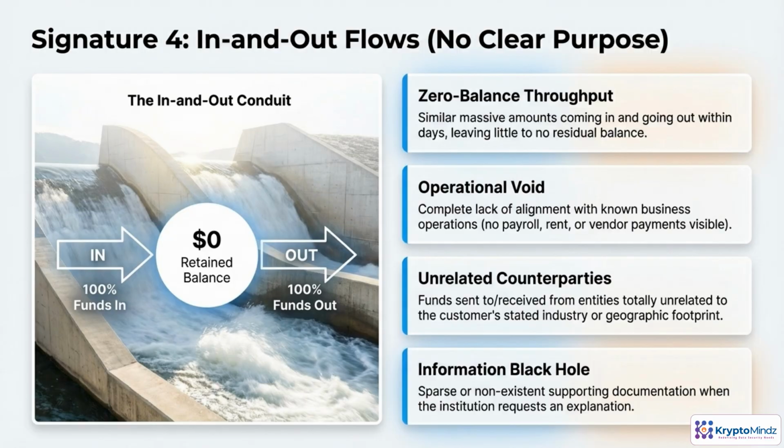In and out flows are classic conduit behavior. Large amounts come in, large amounts go out, and the balance keeps dropping back near zero. That's not how most legitimate customers operate. They usually retain some working capital. Red flags stack up when this throughput doesn't match any real business activity. No payroll, rent, tax, or supplier payments. Counterparties look random, with no link to the customer's stated industry or geography. And when you ask for justification, explanations are vague and documents are missing. Taken together, that strongly suggests potential layering or money laundering activity.